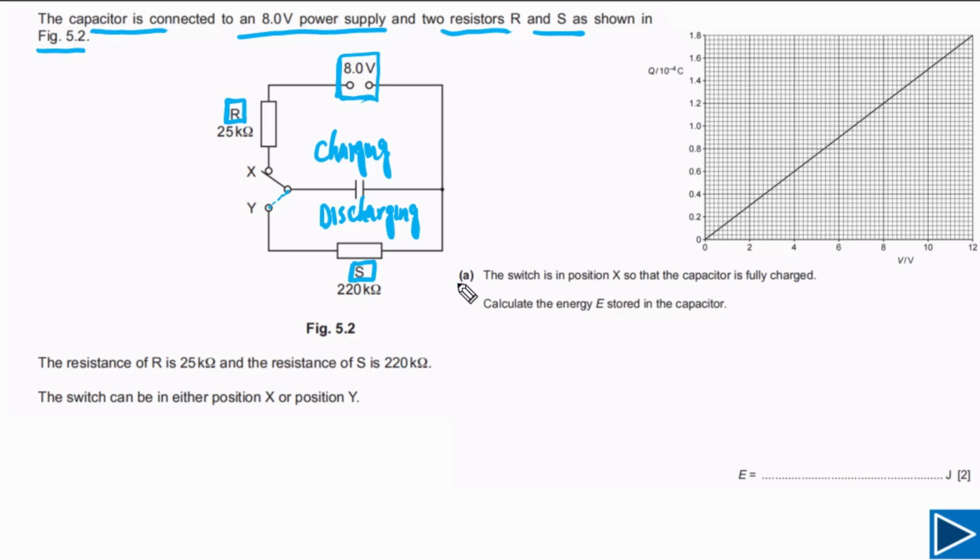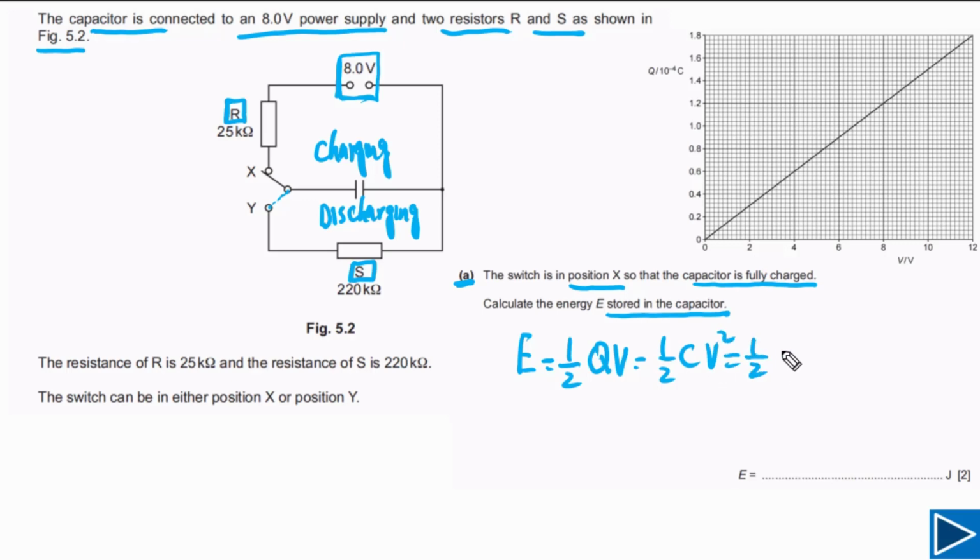Now let's move on to part A and try to answer it. For part A, the question is asking: the switch is in position X so that the capacitor is fully charged. We need to calculate the energy E stored in the capacitor. Energy stored in a capacitor is equal to 1/2 QV, or we can say 1/2 CV squared, or 1/2 Q squared over C.